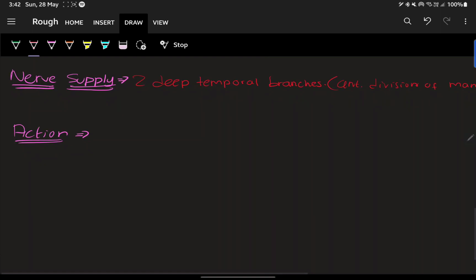Okay, now come to the action. So you guys know elevates, the three have the same action. So elevate mandible, and this one helps in side to side grinding movement. Okay, side to side grinding movement.